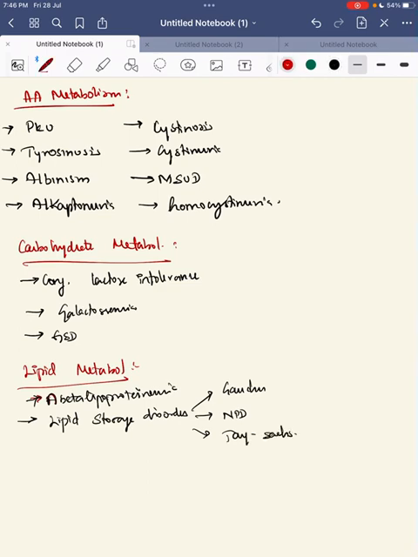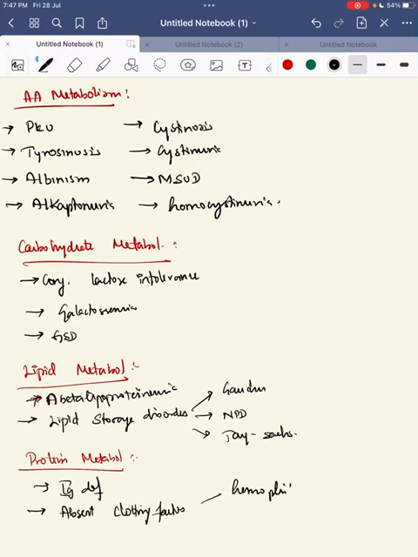Next, among protein metabolism, we have immunoglobulin deficiency and absent or abnormal clotting factors. Among the clotting factor defects, we have hemophilia and hypoprothrombinemia. We also have alpha-1 antitrypsin deficiency. These are among protein metabolism.